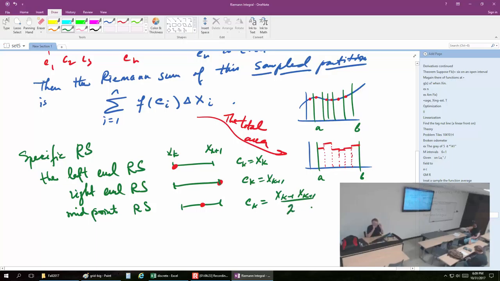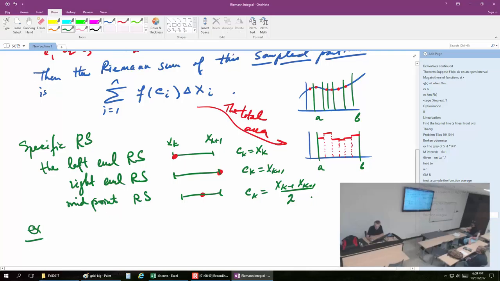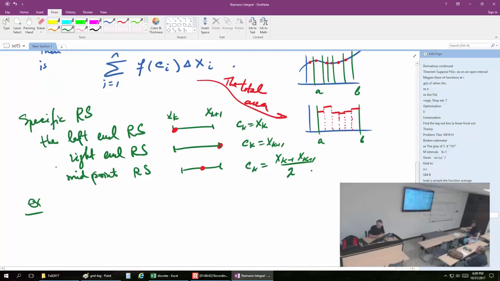Okay, so specifically, you could actually write the formula. So c_k is equal to x_k, c_k is equal to x_{k+1}, and c_k is equal to, what's the formula for the midpoint? Well, the sum of those divided by 2. Okay, and the point being, the same choice is made for all the rectangles.